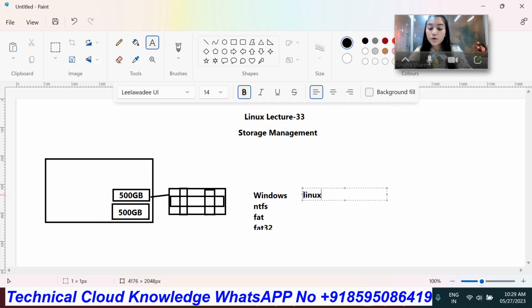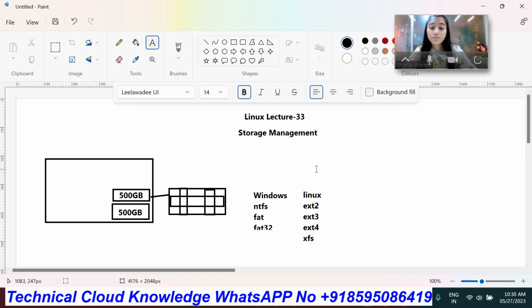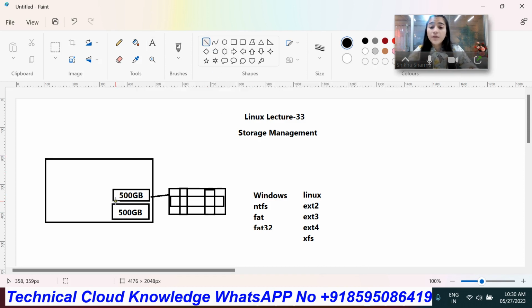And in Linux, there are also some famous file systems, such as ext2, ext3, ext4 and xfs, and there are many more. We do not need to go further into file systems. We just need to understand that the main use case of a file system is to store the basic data. It is used for basic storage. So these are the file systems mostly used in Linux and Windows. Now we need to format our hard drive with these file systems.